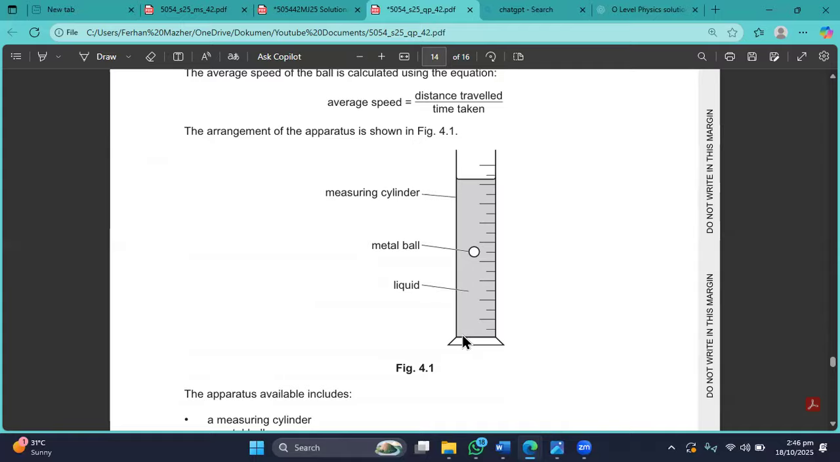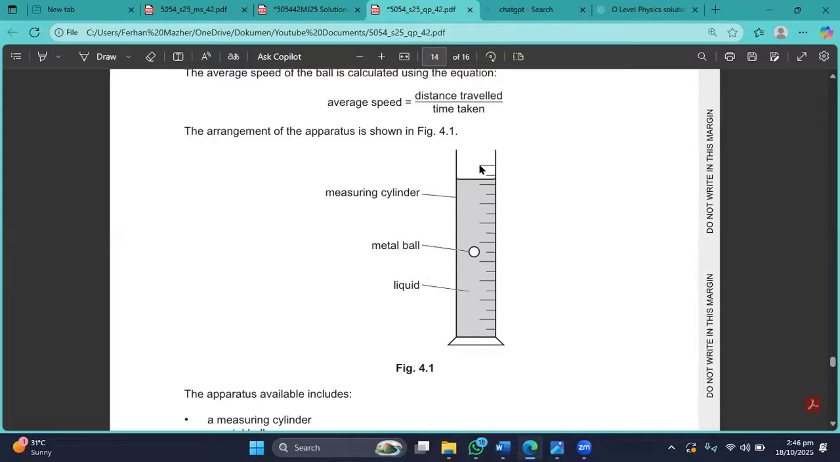Then I will use another liquid whose density will be different. But I will make sure that the volume of the liquid is the same. I will make sure that the length of that liquid is the same as in our first experiment. So then I will drop the ball and repeat the procedure. I will note down the time. I will calculate the speed of the ball in that second liquid. Okay, then I will do it with the third liquid.